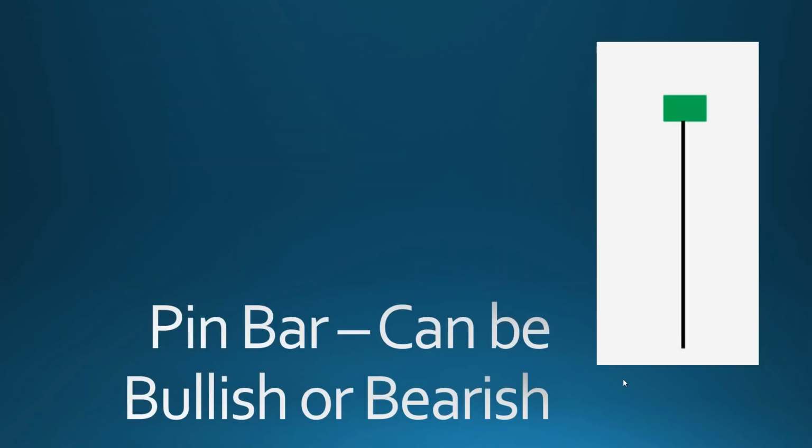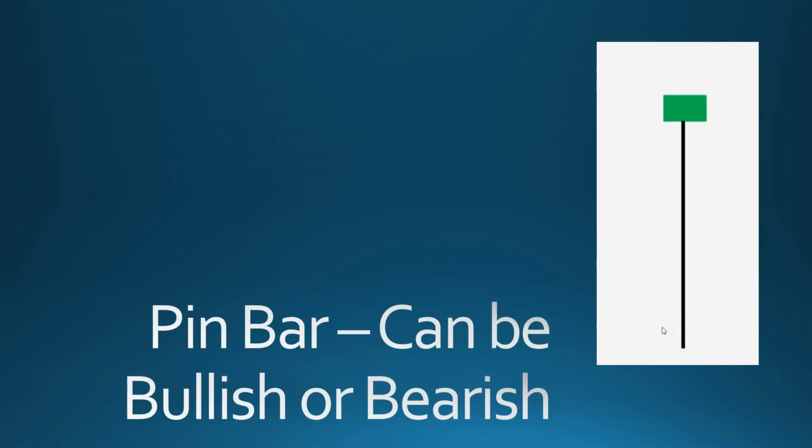Now, a pin bar does have a body, okay? But the body can either be at the top or at the bottom. In this case, the close is at the very top. So the open is here and the close is here. This would be considered a bullish pin bar. A bearish pin bar would be the opposite. You would have the long wick on the top and the red body would be at the bottom.